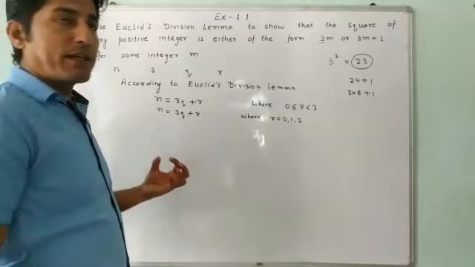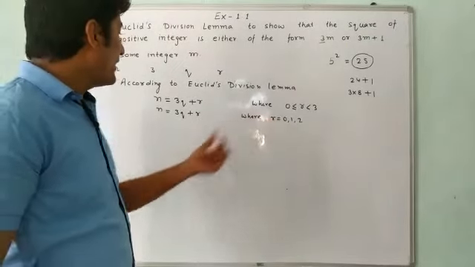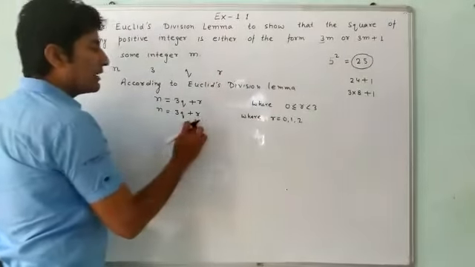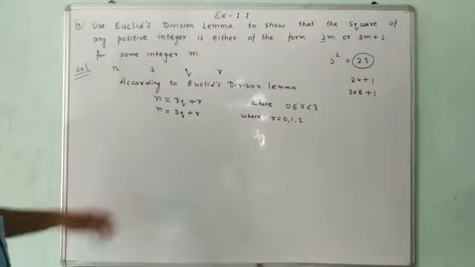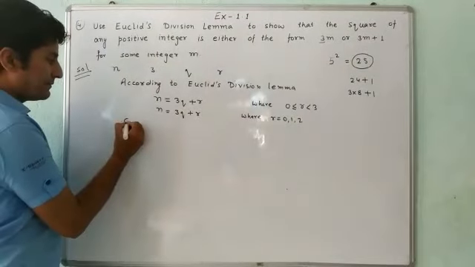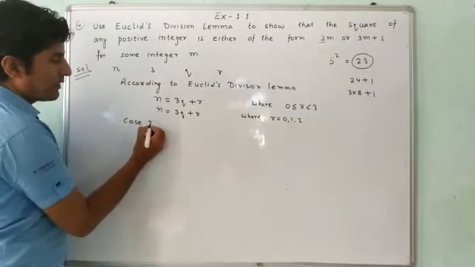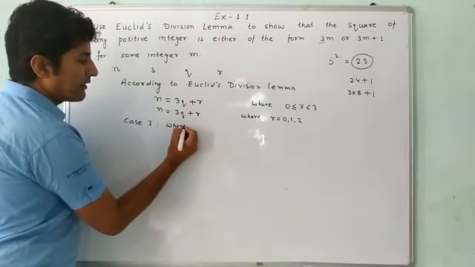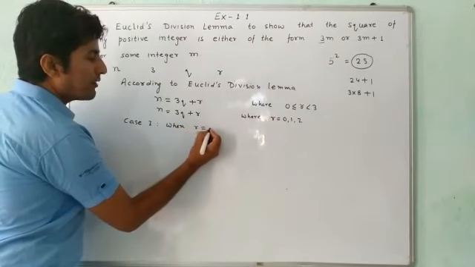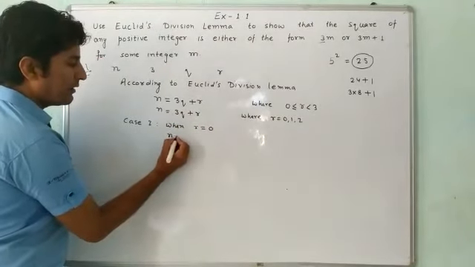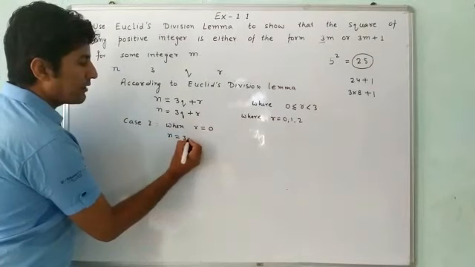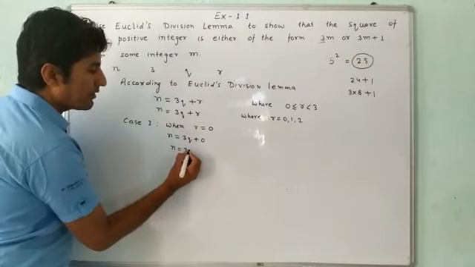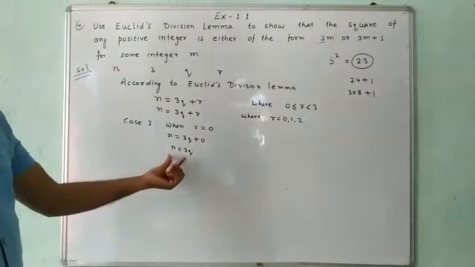So what we have to do next? We have to put the value of r in this equation. First of all, we put r equals 0, then r equals 1, then r equals 2. So we will take 3 cases. Case 1. When r equals 0, then what is the equation? n equals 3q plus 0. Finally, we can write n equals 3q. This is our final equation in the first case.